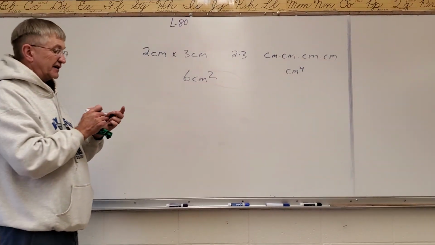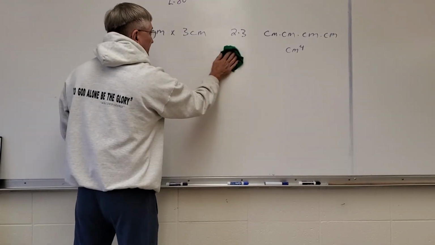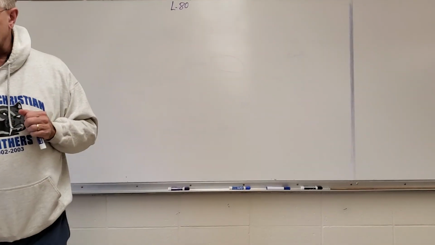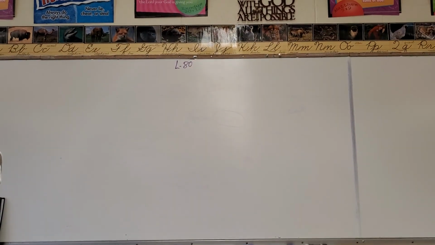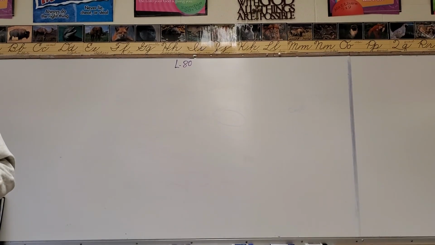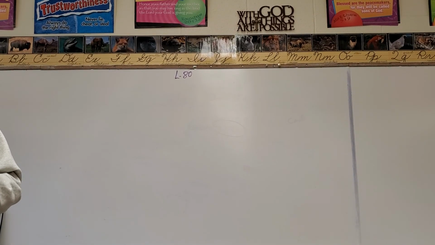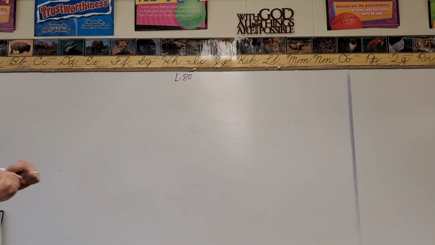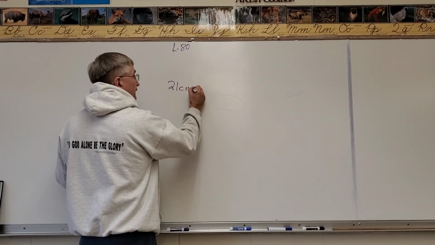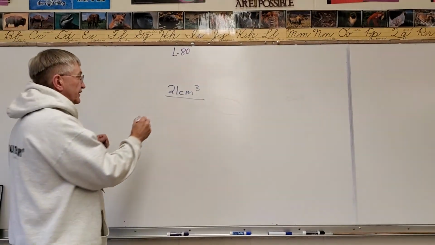Now let's see how we're actually going to use this in the principle of cross-canceling. Let's back up here. I'm going to erase this and give you one that uses cross-canceling. We're going to bounce over to the second example, part 2. They have 21 centimeters cubed over 7 centimeters.